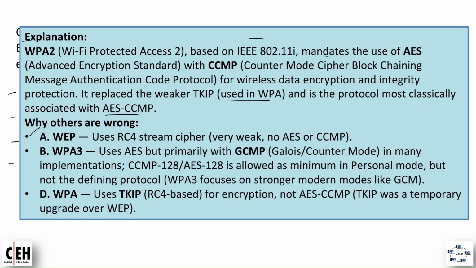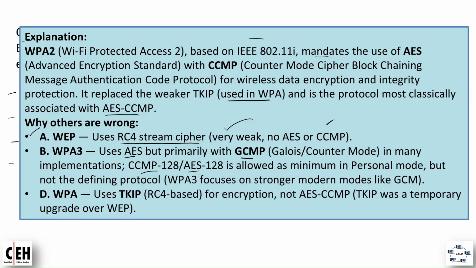So why the other options are wrong? Option A, WEP uses the RC4 stream cipher, which is very weak and does not use AES or CCMP. WPA3 uses AES but primarily with GCMP, which is Galois Counter Mode, in many implementations. CCMP-128 or AES-128 is allowed as a minimum in personal mode but is not the defining protocol.